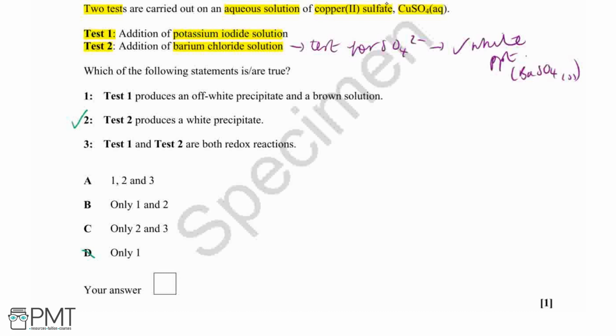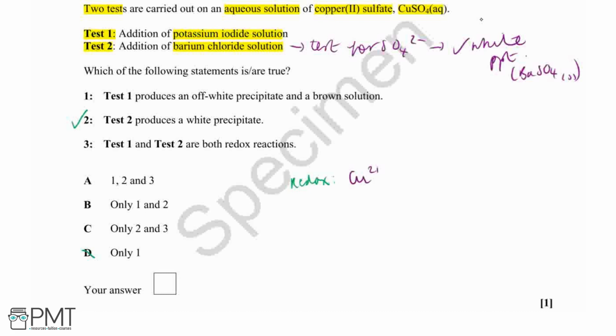So now let's have a think about what observations we will see for test 1. So test 1 is the addition of potassium iodide solution. And what we will get is the reaction of the iodide ions with the copper 2 plus ions from these solutions. This is another recall reaction, and this is going to be a redox reaction. And the reaction will be as follows. This is the ionic equation.